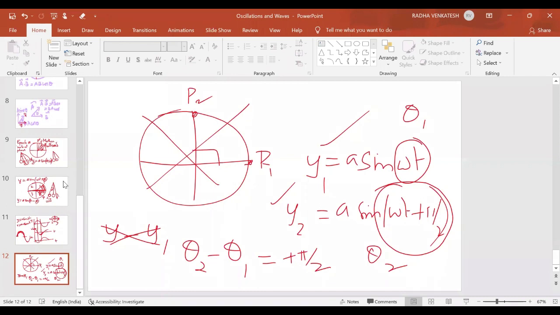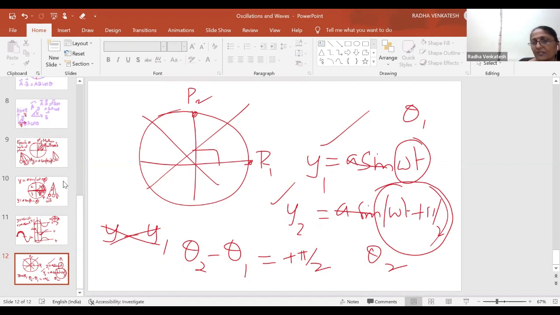Yeah, theta 2 minus theta 1 is plus pi by 2, correct? See, when you're finding the phase difference between two particles or between two waves, don't be bothered about all this.